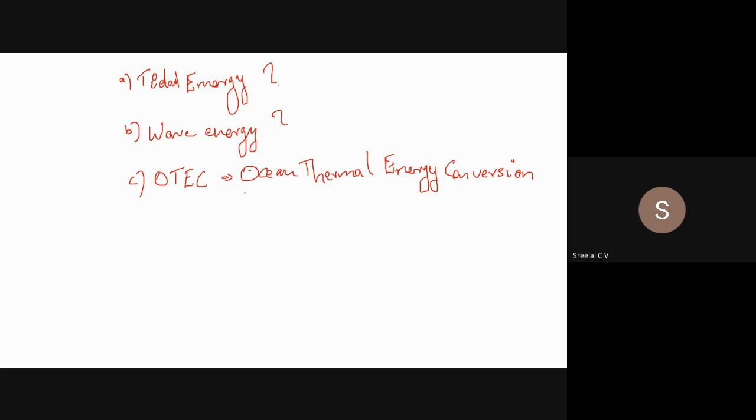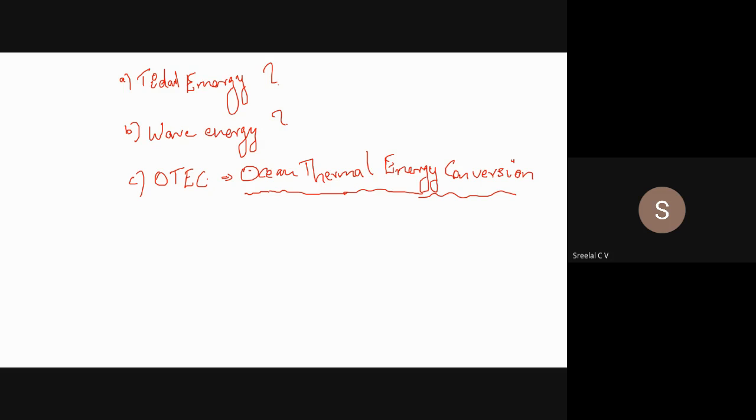Can you please guess what the process for OTEC will be from this name? Electricity, yeah. We are utilizing electricity from all three of them.